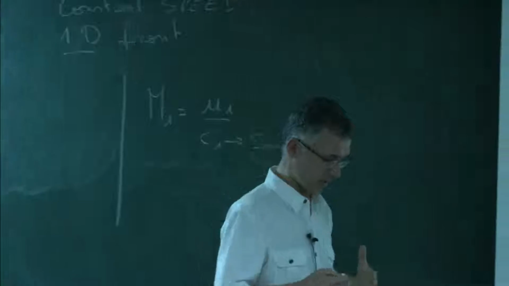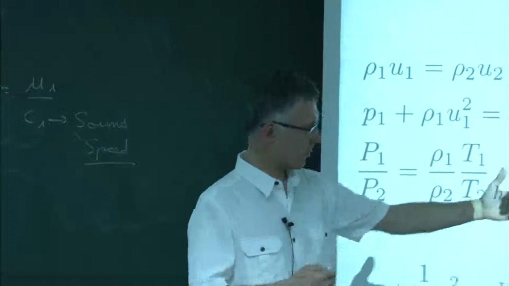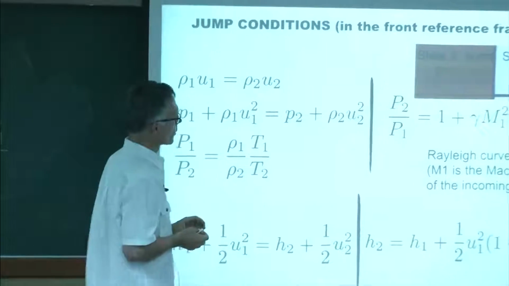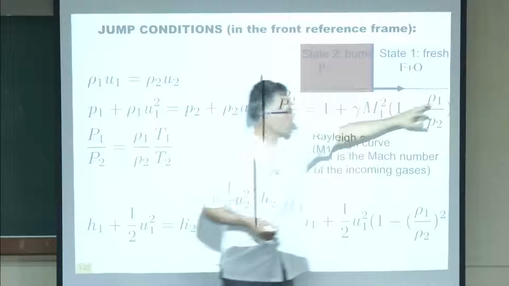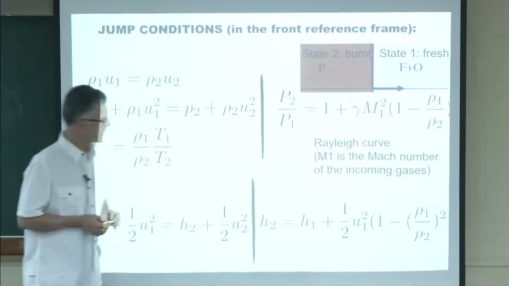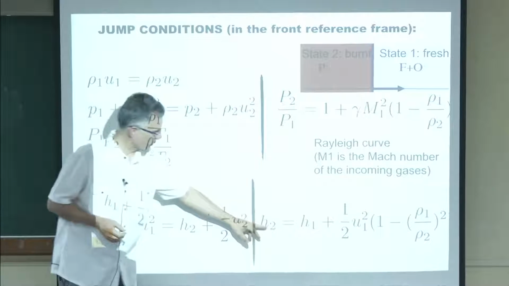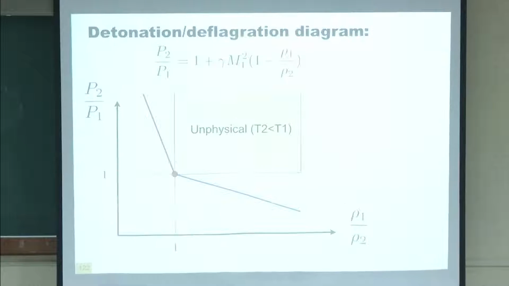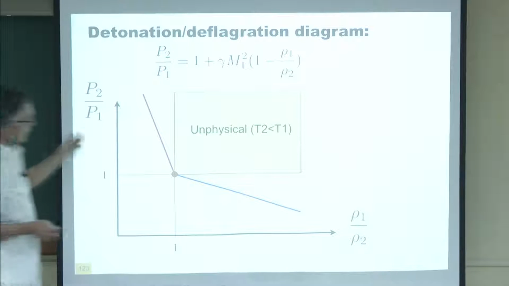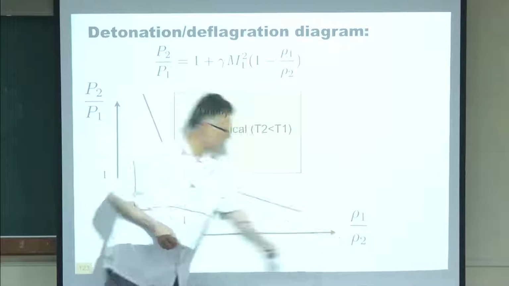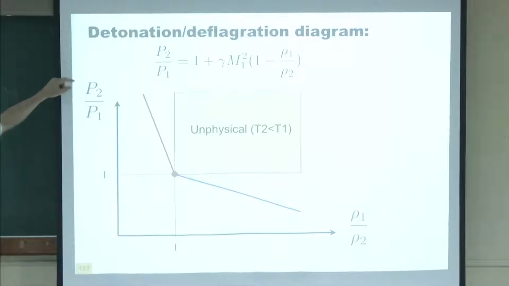So that's the Mach number of the incoming flow. Remember, you are sitting in your frame of reference, so the Mach number is the Mach number of the gases coming towards you. Depending on this Mach number and on the ratio of densities, you will have a certain ratio of pressure. Now, if you express the expression for h in the same way, you can construct a diagram where you put on the abscissa the ratio of the density of the fresh gases to the burnt gases, and on the ordinate the pressure of the burnt gases divided by the pressure of the fresh gases.